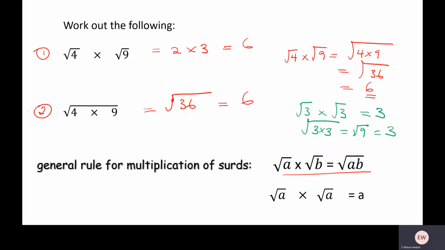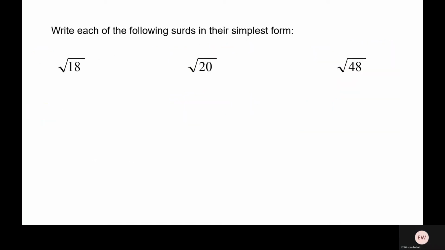So we are going to look at how we can apply this rule to simplify surds. Now, in these examples, we are asked to simplify root 18, root 20, and root 48. When we are asked to simplify surds, what we have to think about is the square number which is a factor of the number in the square root.